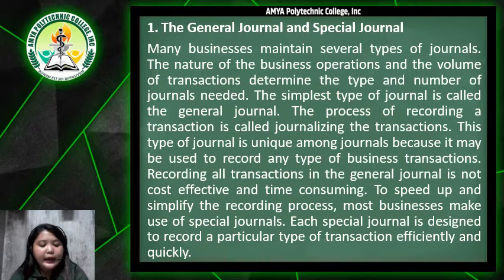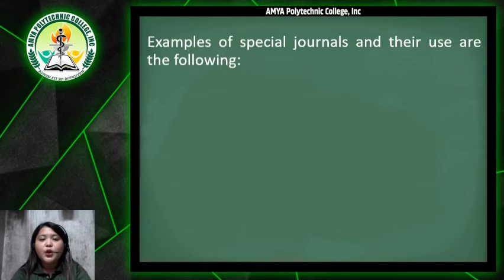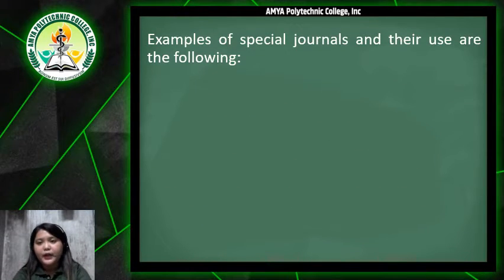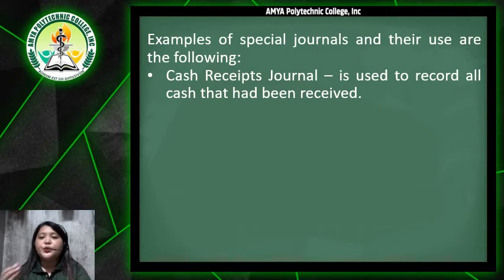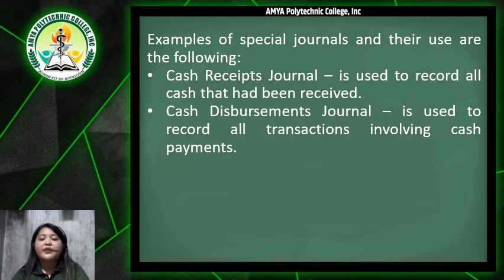To speed up and simplify the recording process, most businesses make use of special journals. Each special journal is designed to record a particular type of transaction efficiently and quickly. Here are examples of special journals and their uses. First, we have the cash receipts journal, which is used to record all cash that has been received. Second, we have the cash disbursements journal, which is used to record all transactions involving cash payments.